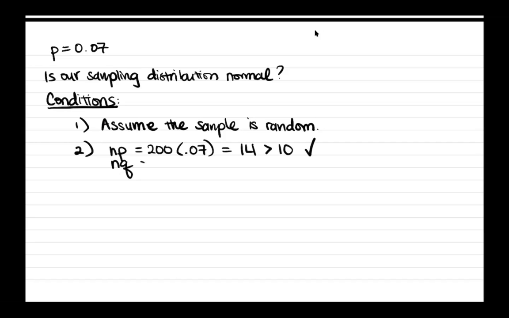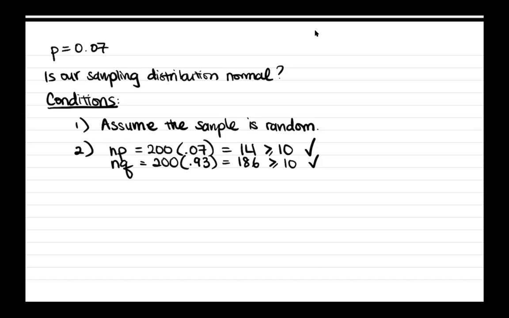And then q would be 200 times 1 minus p, which is 0.93. I believe that gets me 186, and that's greater than or equal to 10. So that also checks out.